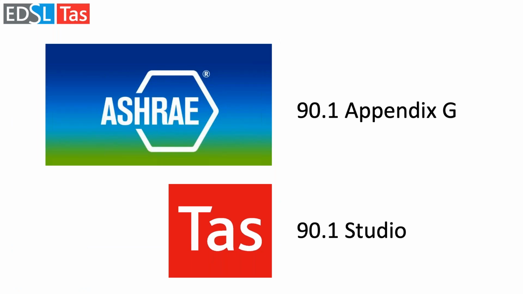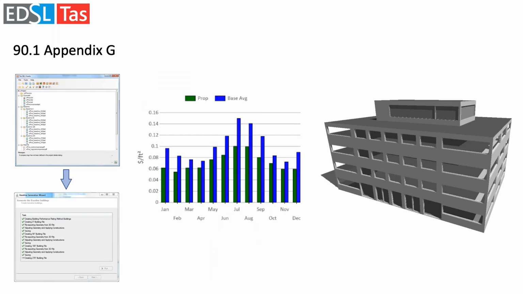ASHRAE 90.1 Appendix G is a compliance path for the standard from 2016 onwards, and has always been part of LEED as well. Since 2007, we've had a studio that's been added to over the years to automate the process. Basically, we take the proposed as-design model files and generate all the baselines. That can be the geometry files, the simulation files, and the HVAC files, to do all the simulations for you. So you end up with all the model data and the average baseline against the proposed results all created for you.